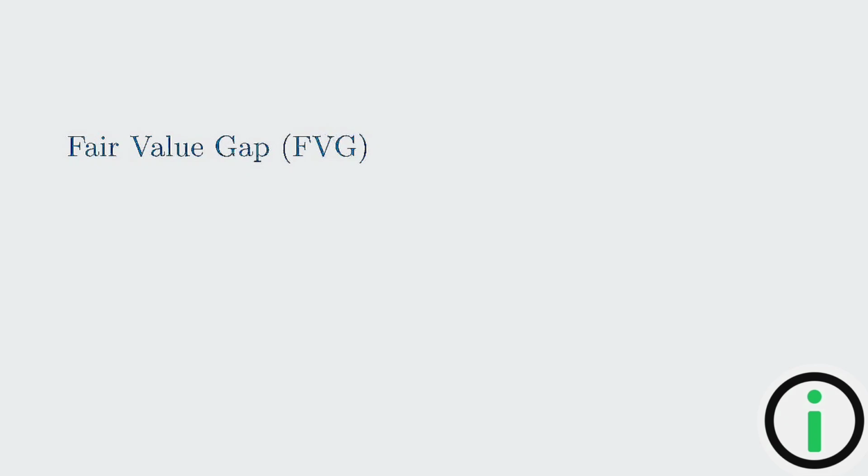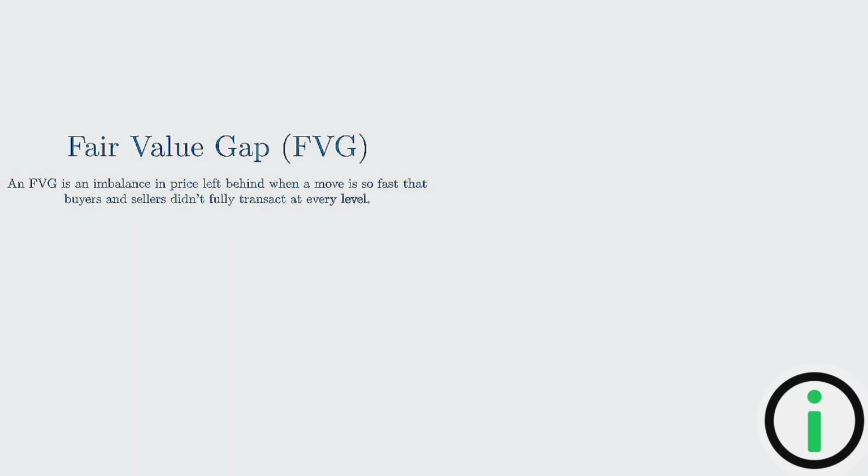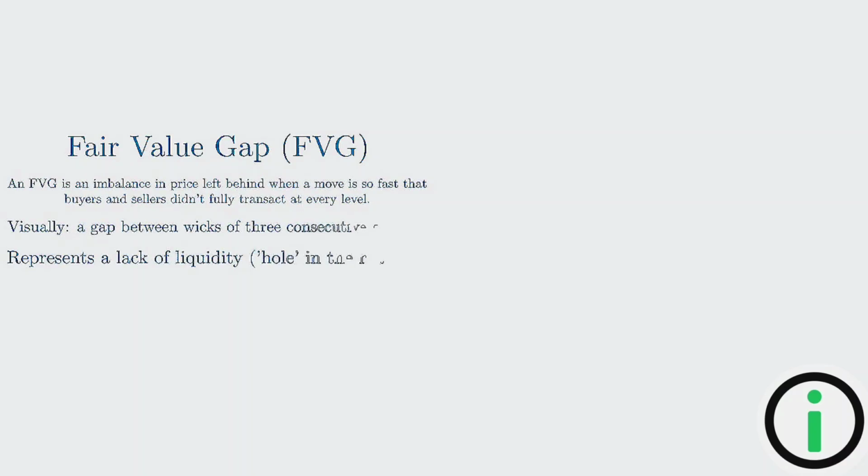Next, let's explore our second footprint, the fair value gap, or FVG. An FVG is an imbalance in price left behind when a move is so fast that buyers and sellers didn't fully transact at every level. Visually, this appears as a gap between the wicks of three consecutive candles. While an order block represents absorption, the FVG represents a lack of liquidity, a hole in the market that the price often feels compelled to revisit.